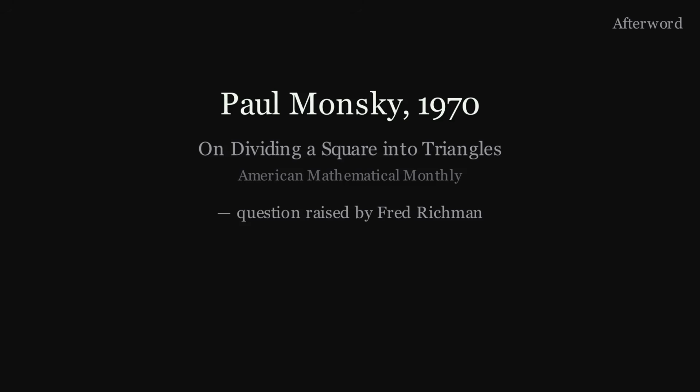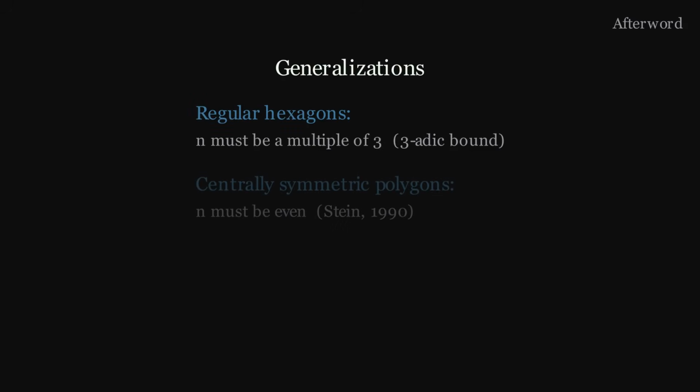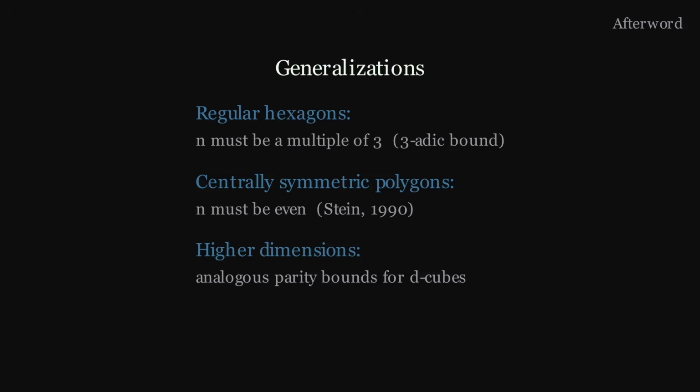Since then, the result has been generalized in every direction you'd expect. You can replace the square with other polygons and ask, for which n can this polygon be dissected into n equal area triangles? Regular hexagons, kites, trapezoids. The answers involve new 2-adic and 3-adic obstructions that mirror Monsky's original idea. In higher dimensions, there are analogues for cubes and simplices, proven with higher dimensional Sperner arguments.